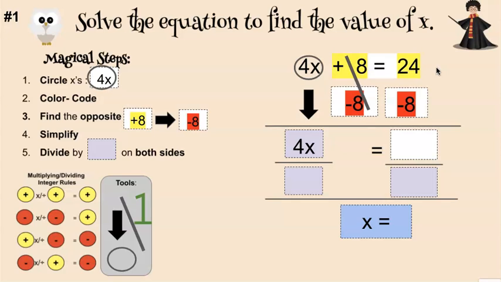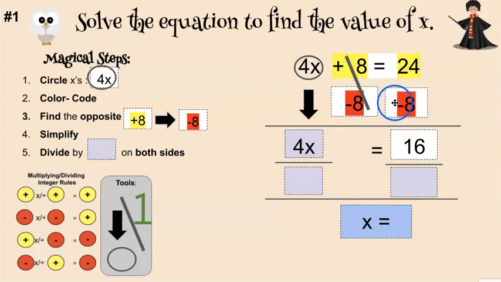So what happens when we subtract 8 from 24? What do we get? We get 16. And because we have more of the yellow, it's going to be a positive 16. Okay? Positive 16. All right. Now that we have been simplifying, we're going to go to the next step.